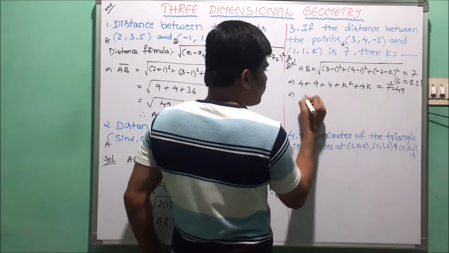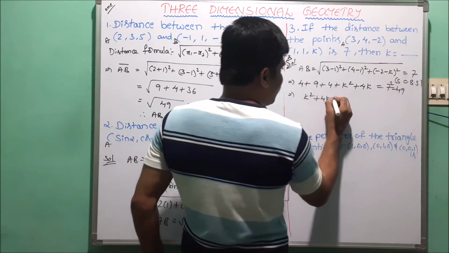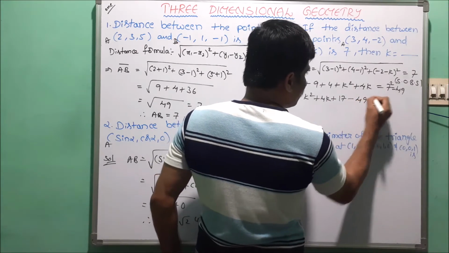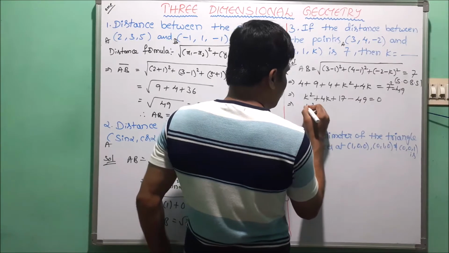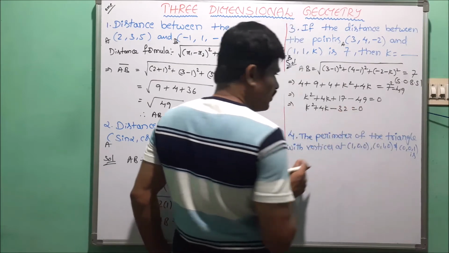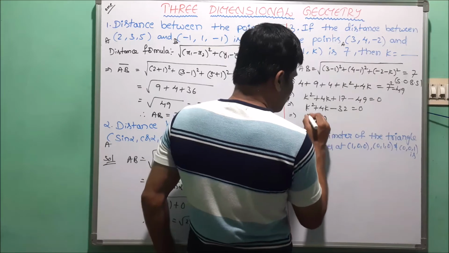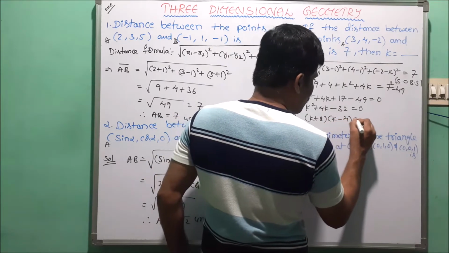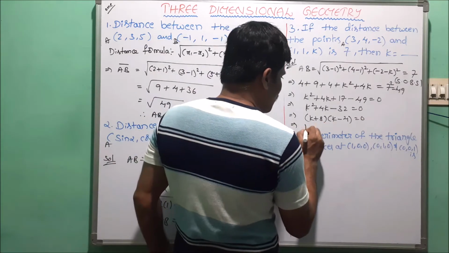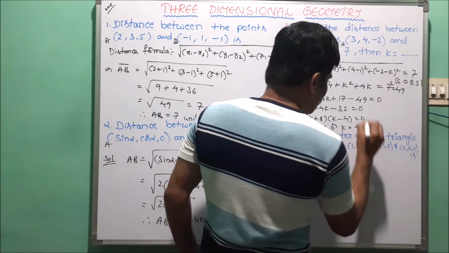Now it will be written as k square plus 4k, plus 9 plus 8 which is 17. We take 49 to the left side, so minus 49 equals 0. Now k square plus 4k minus 32 equals 0. Factoring this, it can be written as k plus 8 into k minus 4 equals 0. Simplifying that, we write k equals minus 8 or k equals plus 4. So this is the solution.